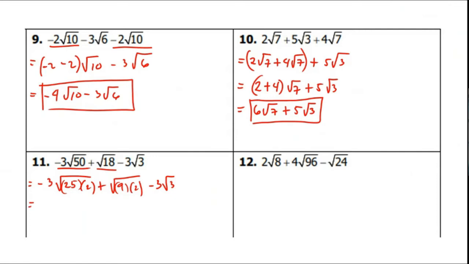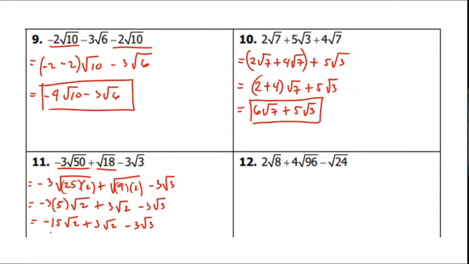So let us continue. Negative 3 times square root of 25 is 5. And 2 is not a perfect square, so we cannot get the square root of 2. So leave as is, square root of 2. Plus square root of 9 is 3 square root of 2 minus 3 square root of 3. So simplifying, we'll be having negative 15 square root of 2 plus 3 square root of 2 minus 3 square root of 3.